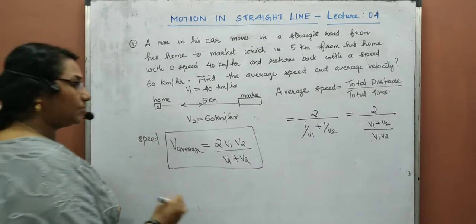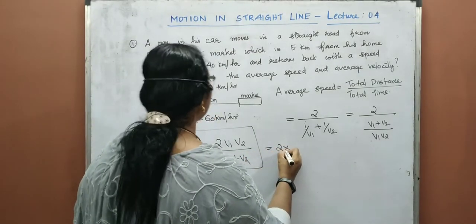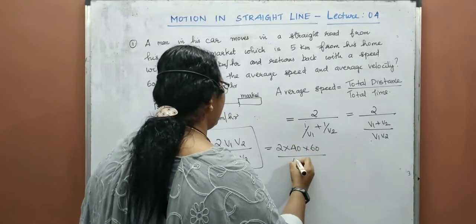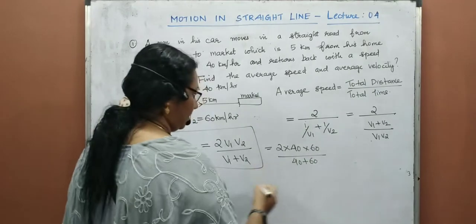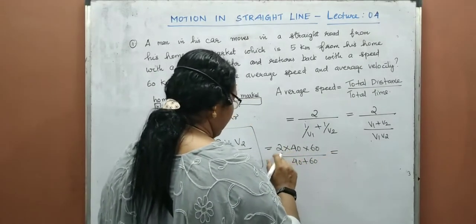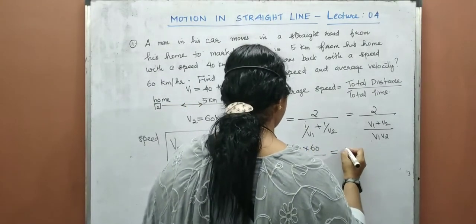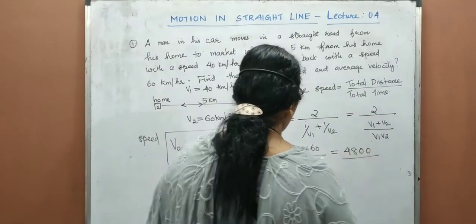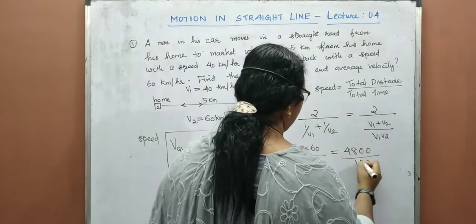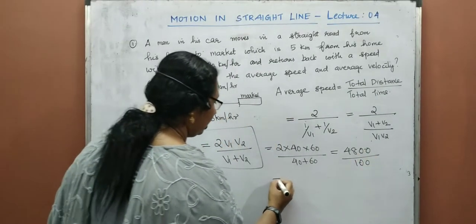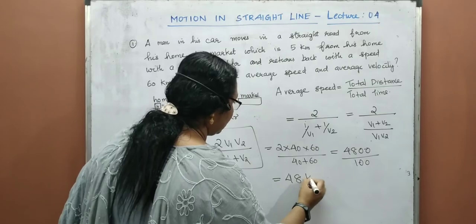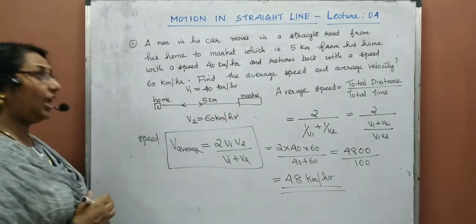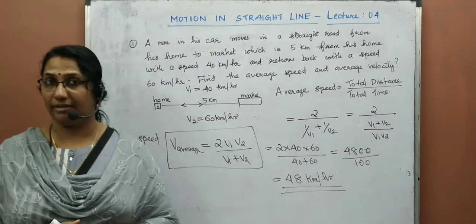Substituting the values, 2 into V1 is 40, V2 is 60, divided by 40 plus 60. 2 into 4 is 8, 8 into 6 is 48, with 2 zeros. 40 plus 60 is 100. Then cancelling zeros, we get 48 kilometers per hour as the average speed of the car and the man.